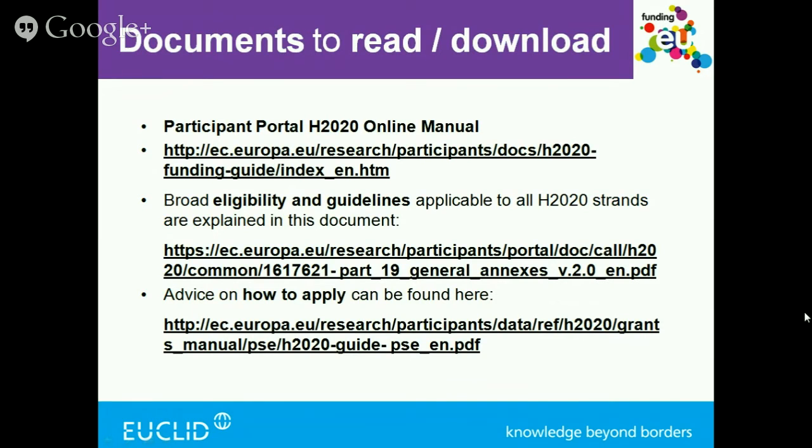There are some various documents that are listed there that you may wish to download. The participant portal manual. I think it's very straightforward. You don't need a manual to engage in the participant portal. And then there are some eligibility and guidelines documents to download, and some advice on how to apply can be found in that particular PDF there. So lots of PDFs to download for a wet weekend when you have nothing else to read.